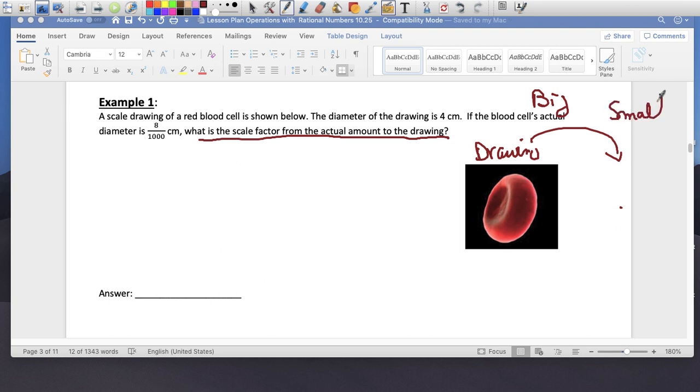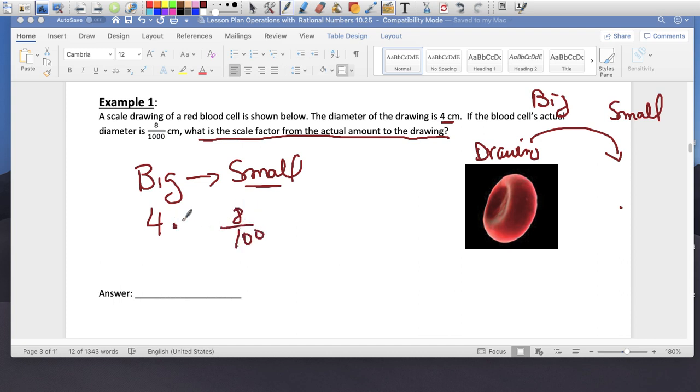to small, right? That's what we're doing, from big to small. So let me write this down. What's the big number? The big number is 4. And the small number is what? 8 over 1,000. So 4 times x, right? 4 times this number equals 8 over 1,000. So we're going to divide this by 4, divide this by 4. This crosses out, and x is going to be 8 over 1,000 times 1/4.